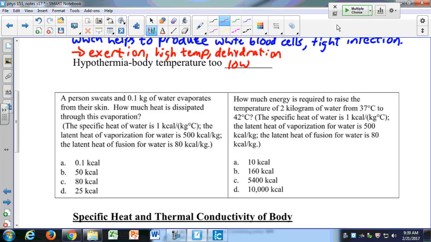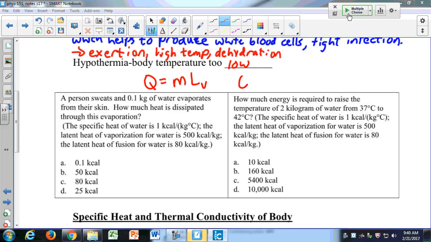Let's try this one. On the left, a person sweats. They lose a tenth of a kilogram of water from their skin. That's 100 grams of water. How much heat is dissipated through this evaporation? If you remember, we had a couple of equations that we came up with. These are on your equation sheet, but we said that heat loss by change of state is equal to the mass times the latent heat. You can have the latent heat of vaporization, which is what's relevant here, or the latent heat of fusion.